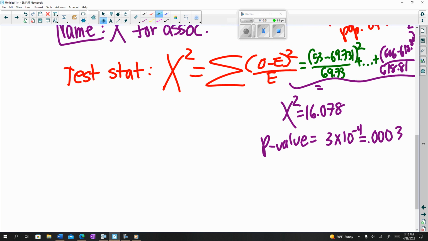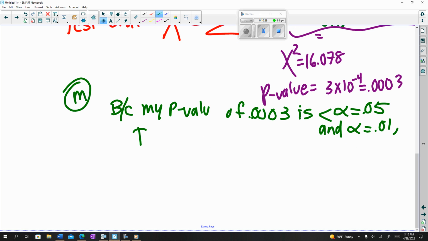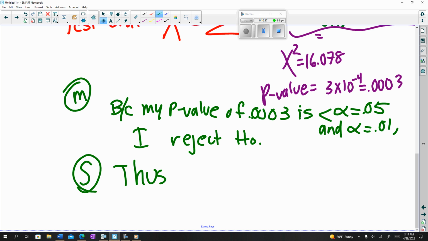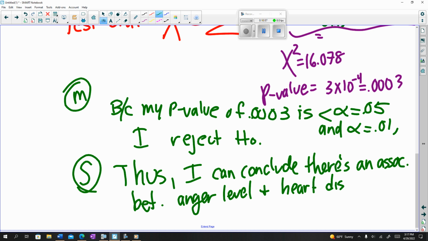So now we know we can make our conclusion and make our decision. So the M step of PHANTOMS is make a decision. So because my p-value of 0.0003 is less than alpha equals 0.05, and actually even smaller alpha level of 0.01, I can reject the null hypothesis. So that's my decision. And then my sentence for my conclusion is: thus, I can conclude there is an association between anger level and heart problems, heart disease. So indeed, they are related, and that means that anger really can influence your heart. So there you go. That was the second question.